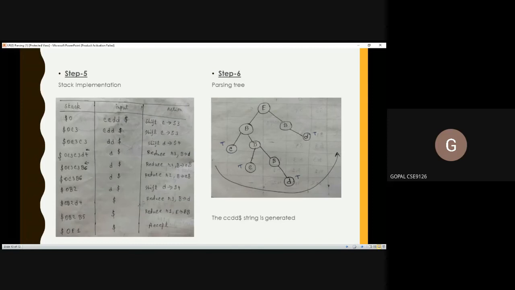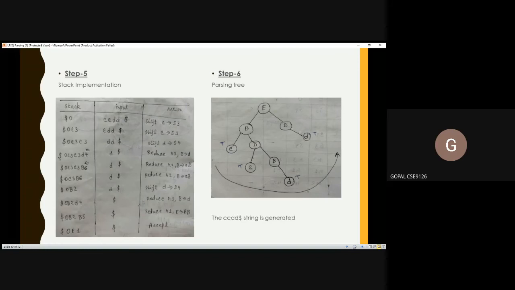Okay, so here is the stack implementation. Stack implementation consists of three things: stack, input, and action. We start the stack from the initial state. That's why it is written $0, because our first initial state is I0. In the input, we write the string that we are going to parse, that is $CCDD. And in the action part, from the parsing table, we have got that in I0, C goes to S3. So we shift C to S3.